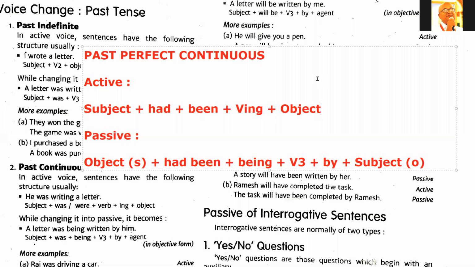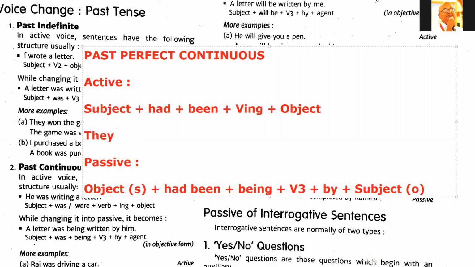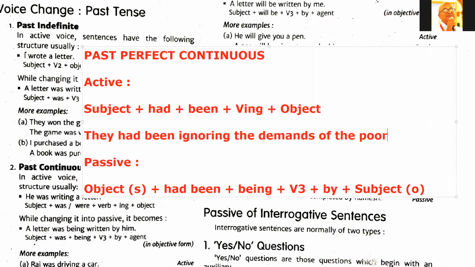Example sentences. They had been ignoring the demands of the poor. Meaning of the sentence: जो गरीब हैं उनका डिमांड वो बहुत समय से इग्नोर करते आ रहे हैं, मतलब उसको ध्यान नहीं देते. They had been ignoring the demands of the poor. So here in this case, the object is the demands of the poor.